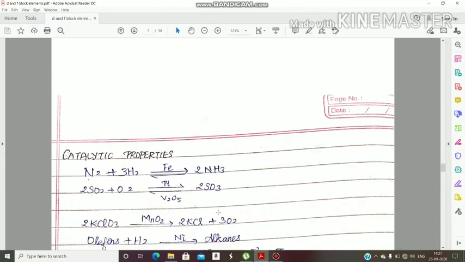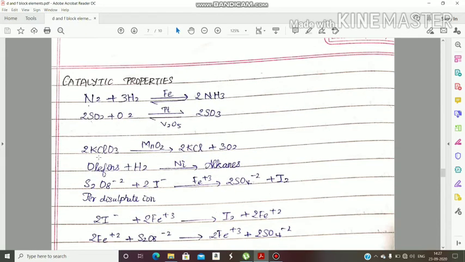Next, the last topic in this chapter on d-block elements is catalytic properties. That means most of these elements act as catalysts in chemical reactions. For example, N2 plus 3H2 is Haber's process. In this process, iron is the catalyst. Iron is a d-block element. In the second reaction, the contact process, platinum is the catalyst, and vanadium pentoxide. Vanadium is a transition metal oxide, that is also a catalyst. Next, in this case, potassium chlorate. Here also MnO2, manganese dioxide, acts as a catalyst.